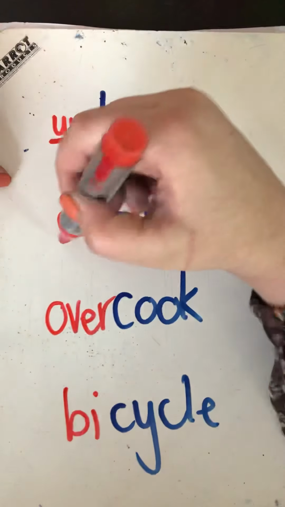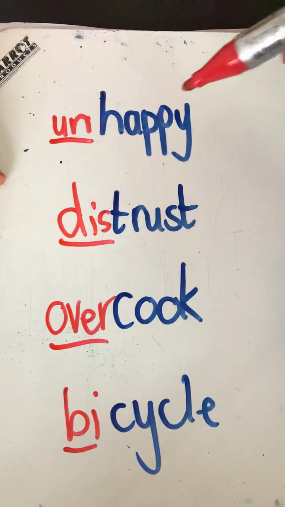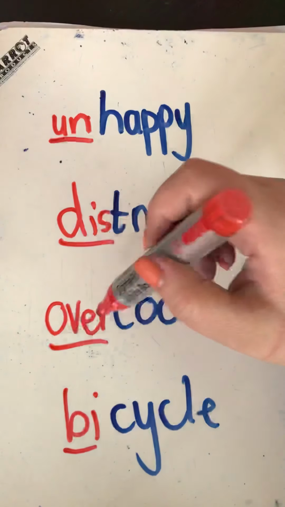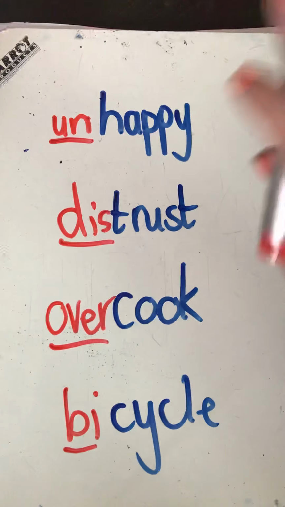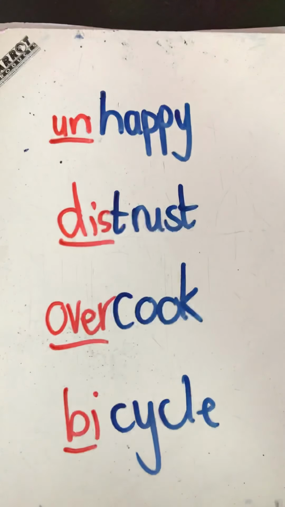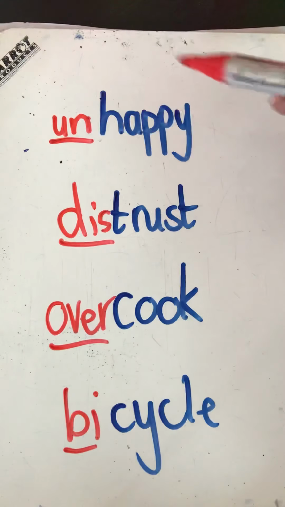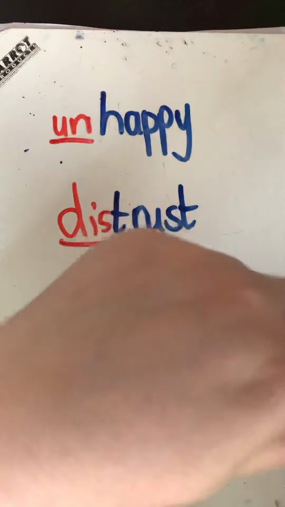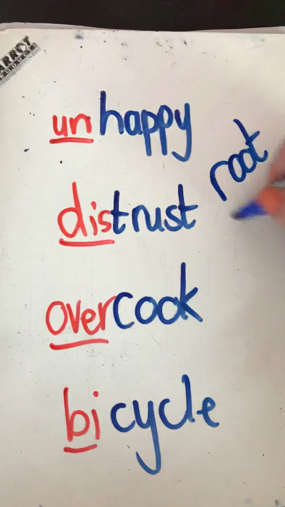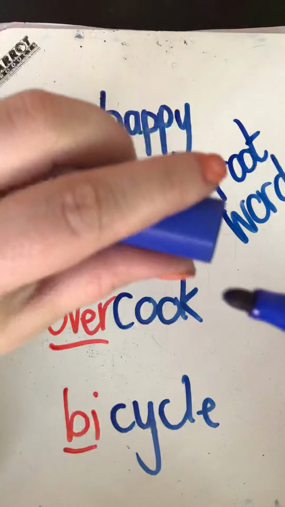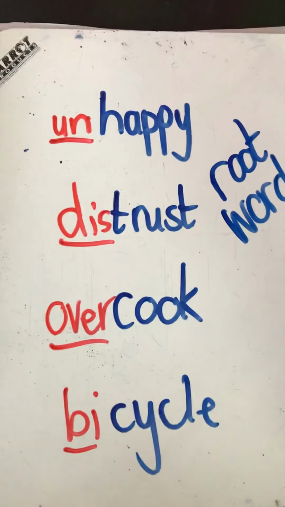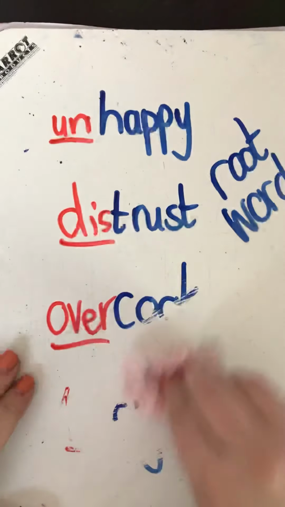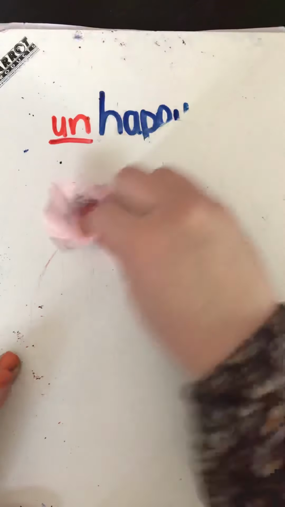Now, I want you to take a look at these letters at the front. Un is not a word. Dis is not a word. Over, that is a word, but it doesn't count in this case. And bi, that's not a word. That means all of the words in blue are root words, because they had meanings and they could be used before we put the prefix in front. The prefix changed the meaning of the root words. And that is exactly what a prefix does.